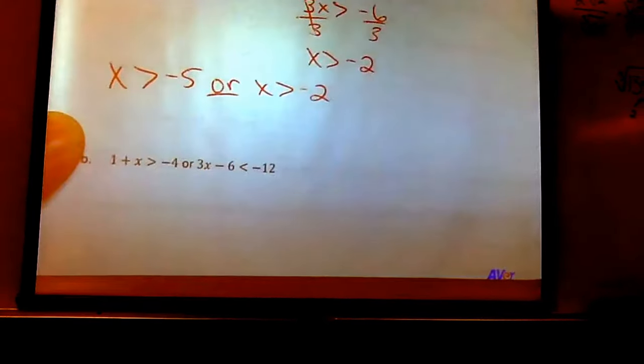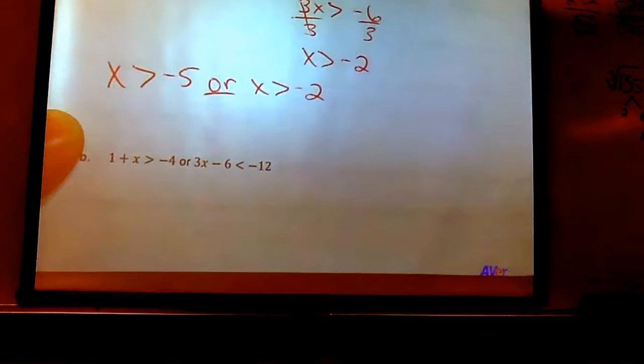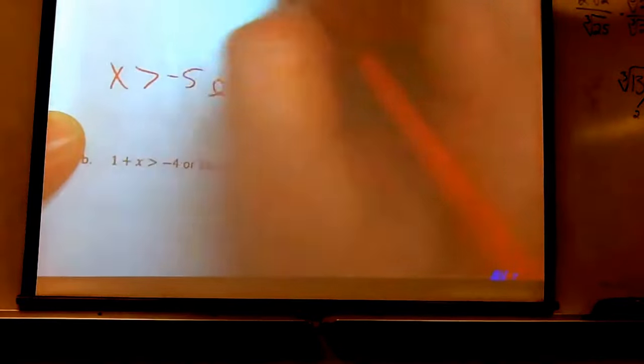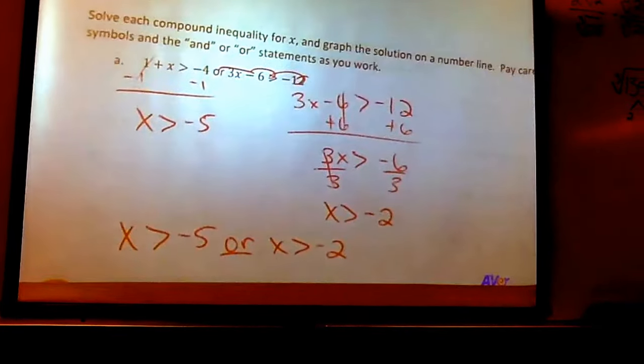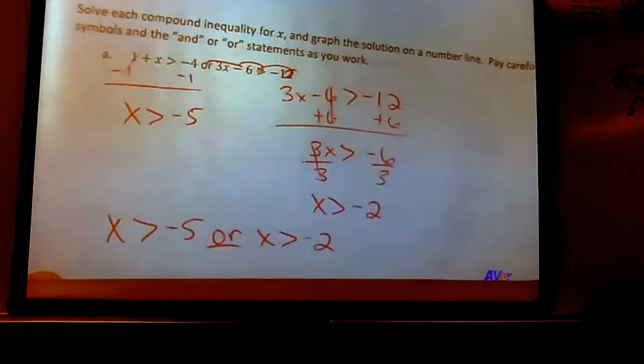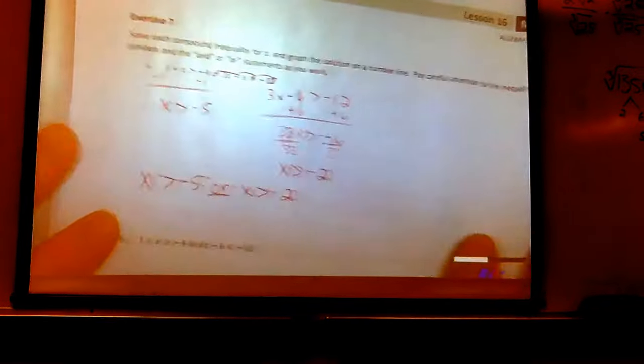Wait, what? Why did you cross out the other side? Because I just wrote it over here bigger. Wait, let me write that down and look at it. So they both go this way, right? So yeah, because it's or, either one could be true, right?